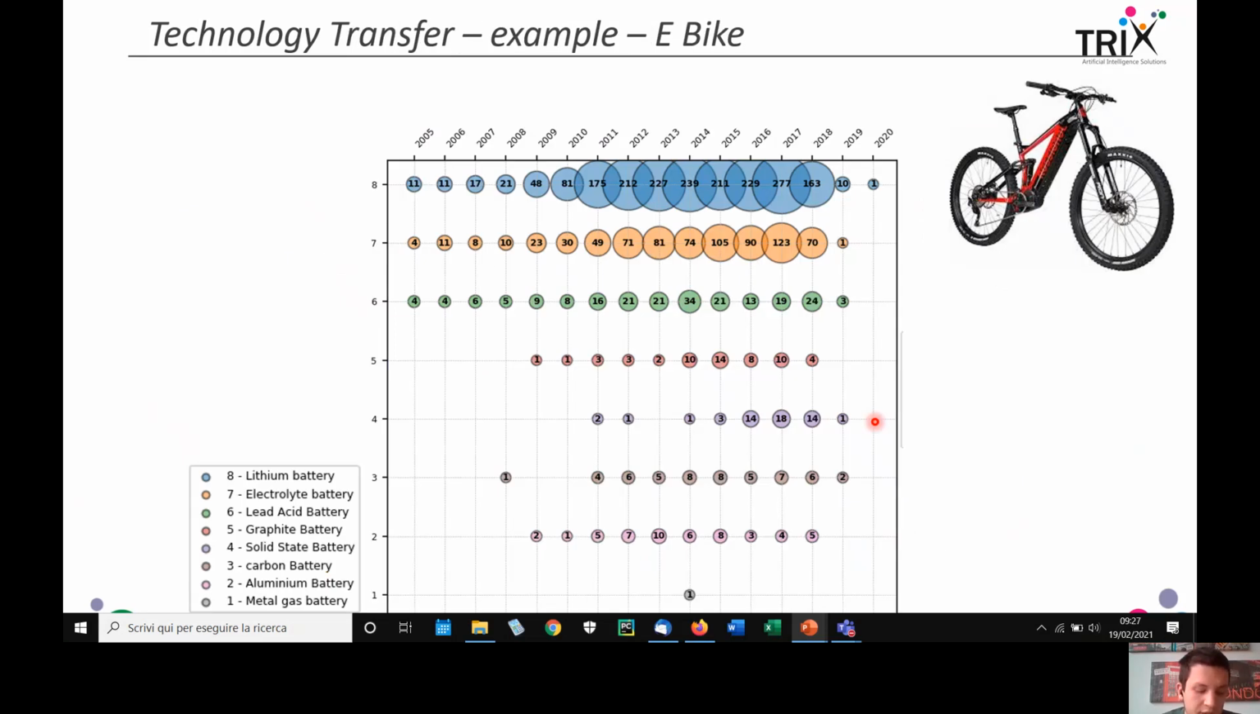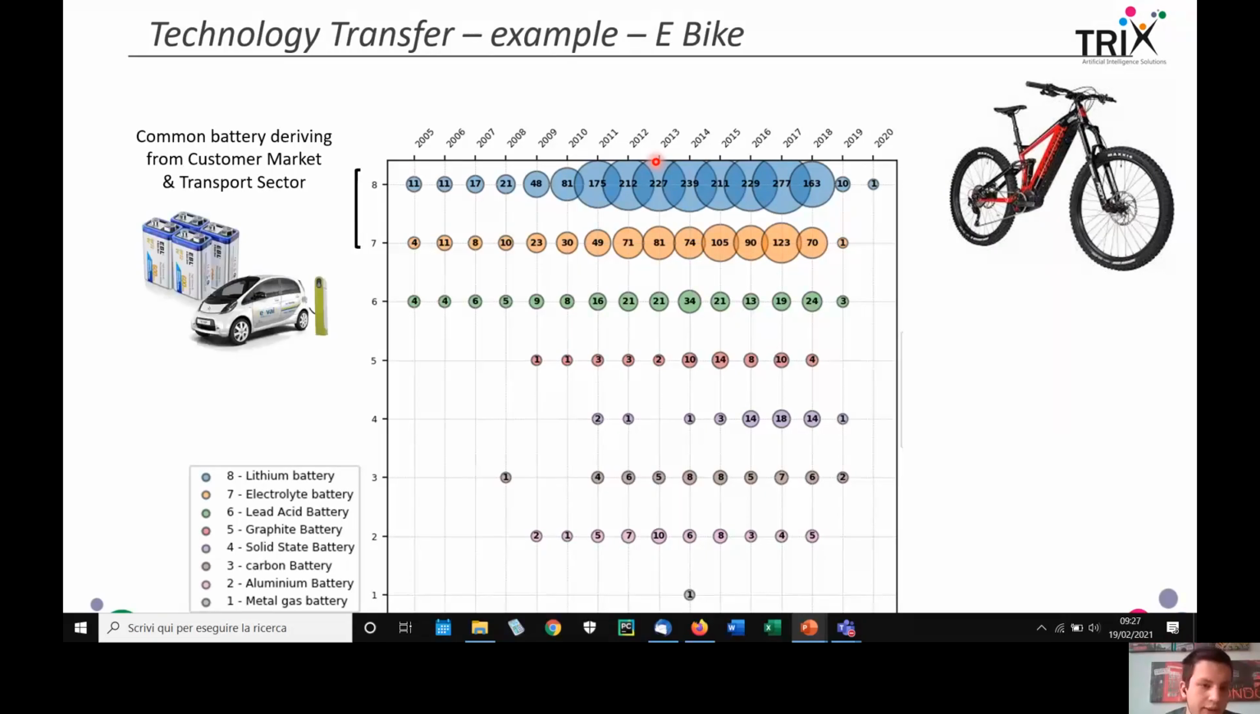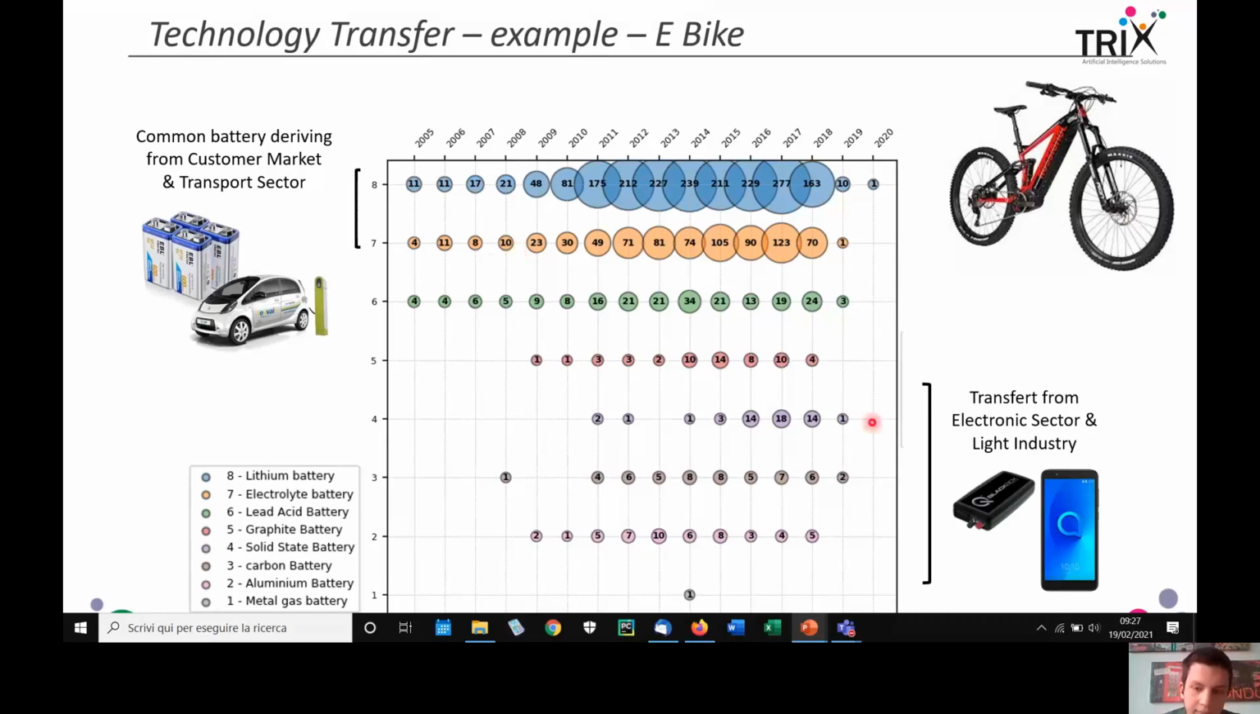In the technology transfer phase, I go to see which technologies have been imported from other sectors. For example, in this case, I have the electric bike. I see that at first they used batteries coming from the automotive and transport sector, which are very old. In recent years, the technology transfer is to take the new batteries from the electronic or mobile device sector and introduce them into the electric bike.